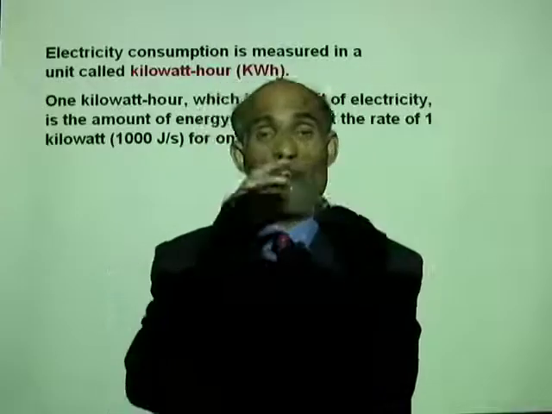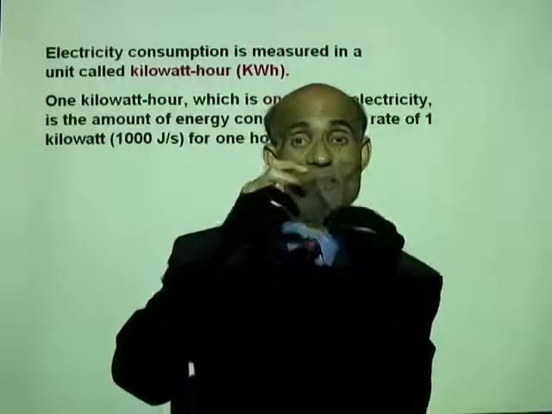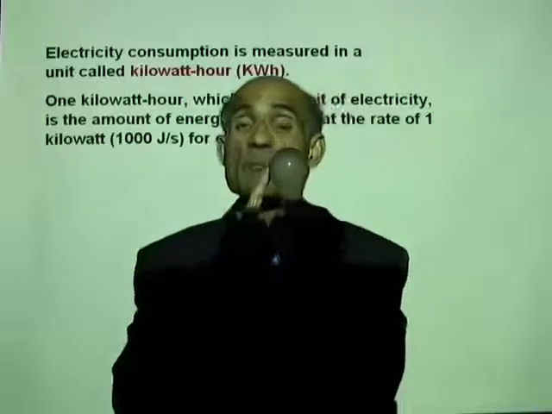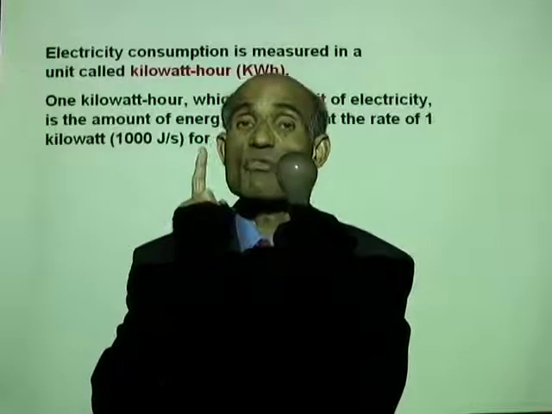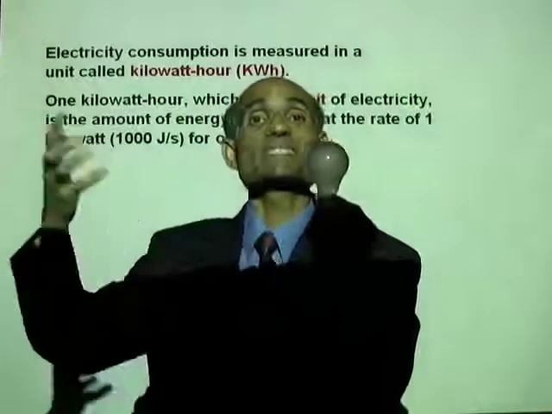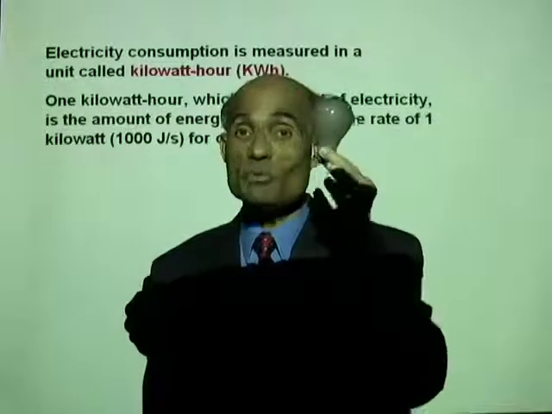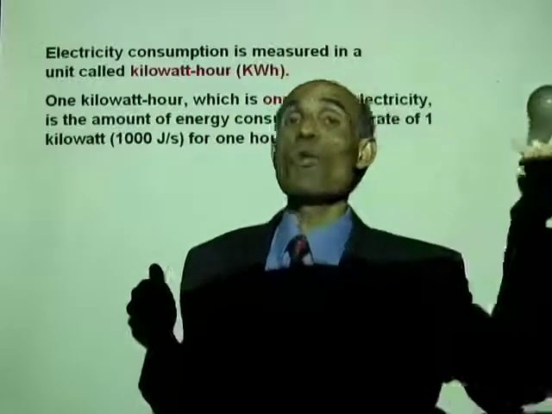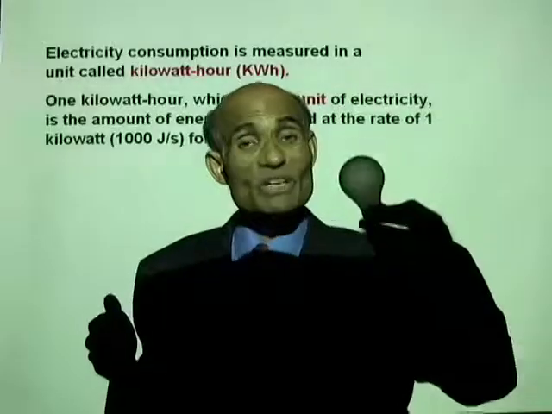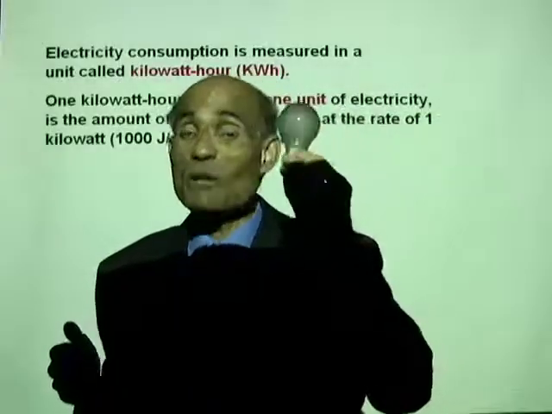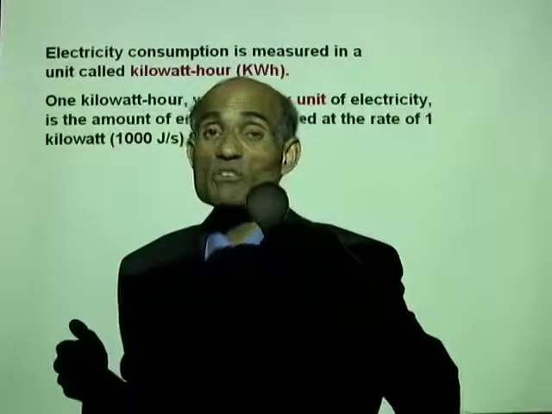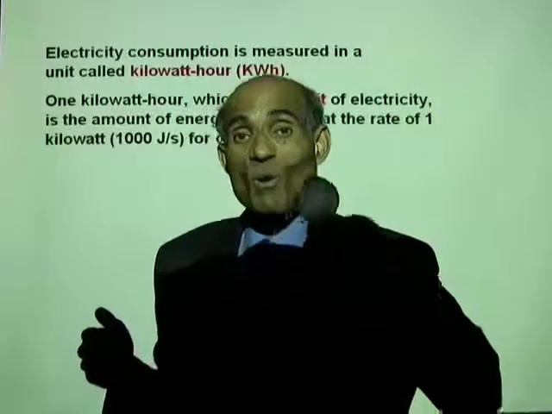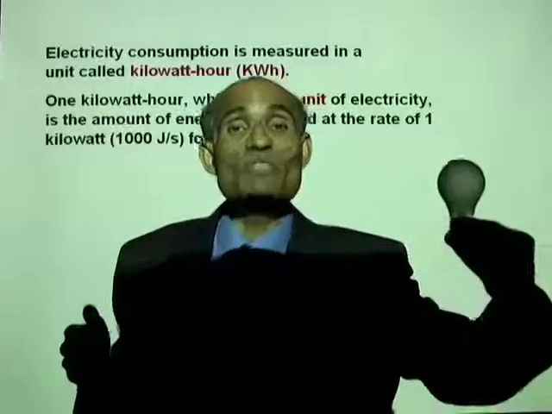It means when you connect this to the power supply, it will use up energy at the rate of 40 joules a second. Suppose you have a bulb that is rated 1000 watt. 1000 watt is a kilowatt. Now that bulb will use up energy at the rate of 1000 joules every second.